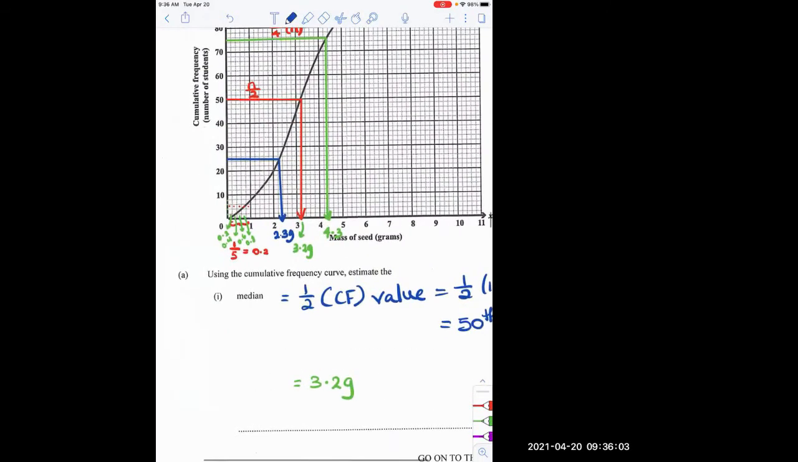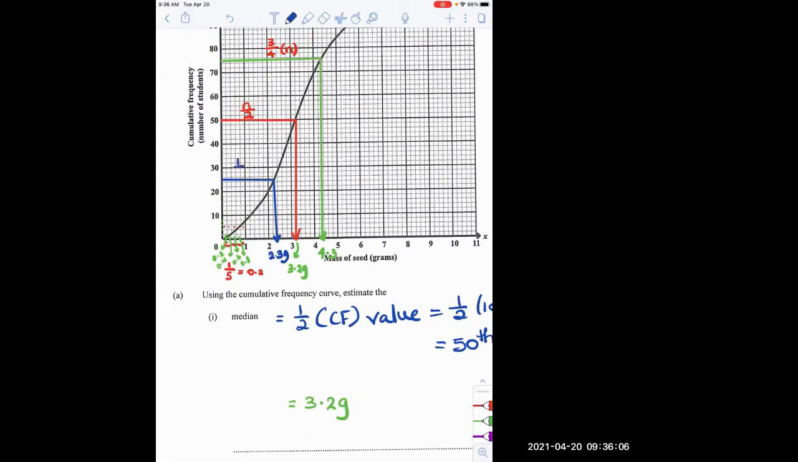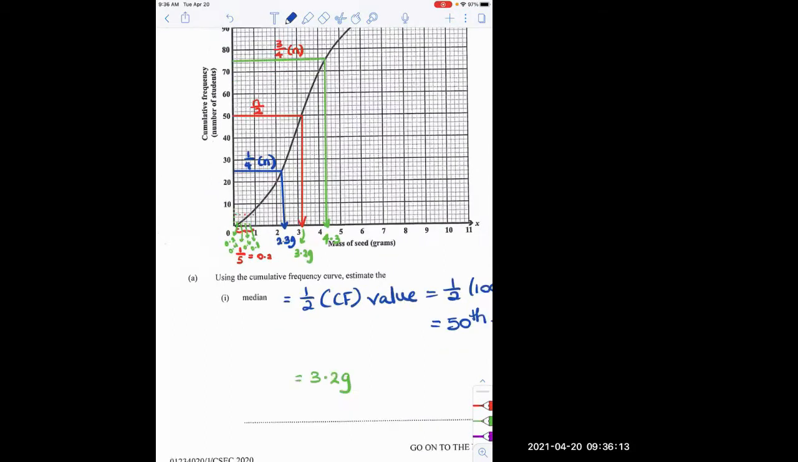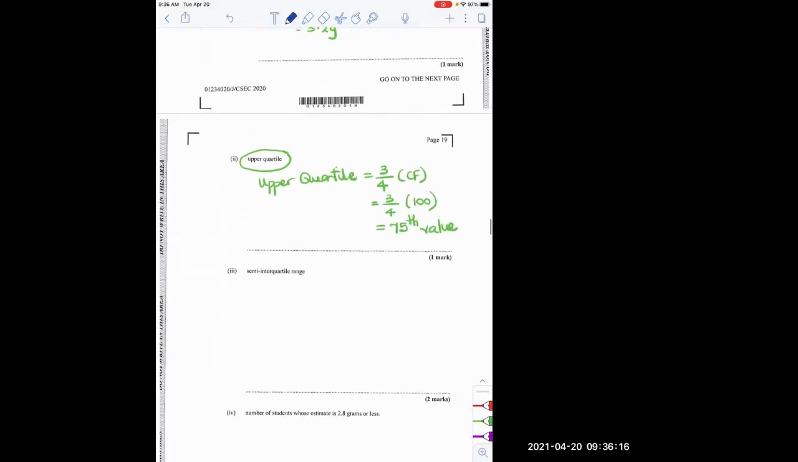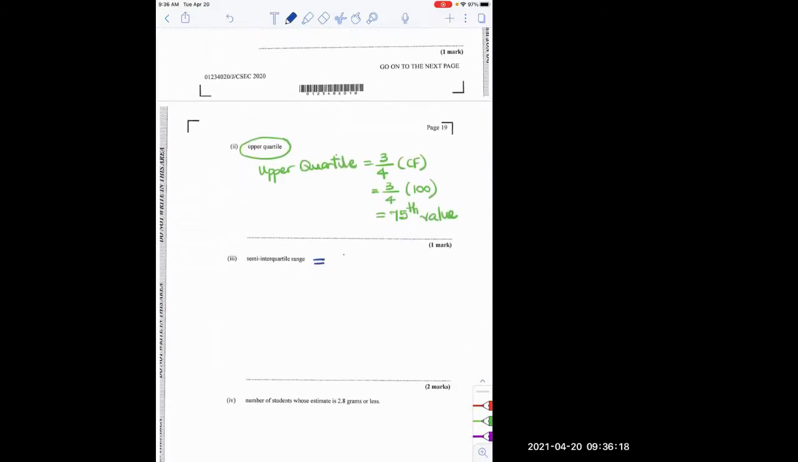So here's what we have. We have here 1/4 of n, right? So 3/4 of n and n over 4. So the semi-interquartile range is equal to the upper quartile minus the lower quartile, divided by 2. Q3 minus Q1 over 2.